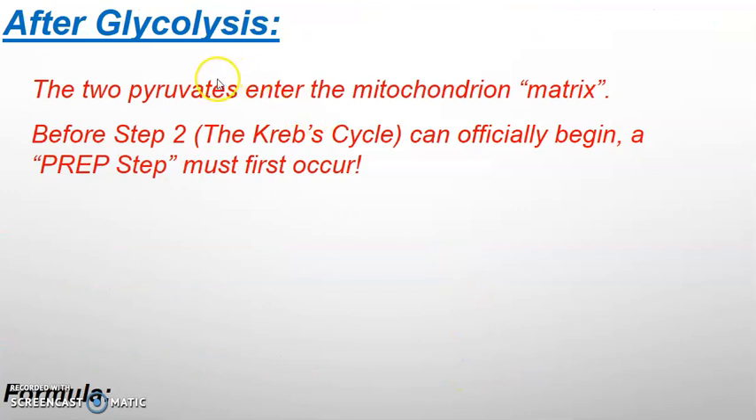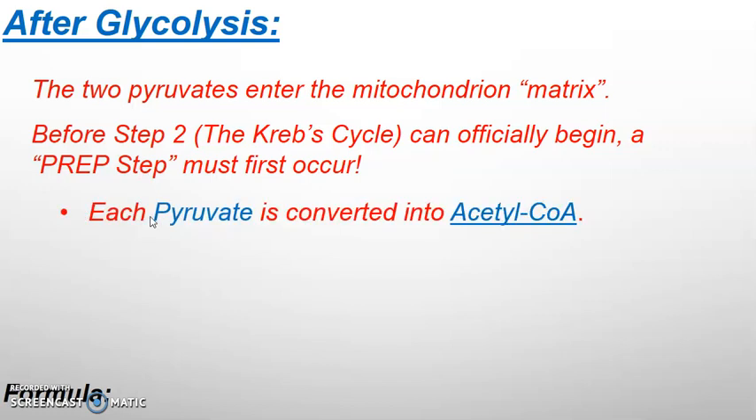So, where do we go after glycolysis? The two pyruvates will enter the matrix of the mitochondria. Before the Krebs cycle can officially begin, we have to do what's called a prep step, sometimes also known as pyruvate conversion. So what happens is this. Each pyruvate, which remember is a 3-carbon molecule, is converted into another molecule called acetyl-CoA. So this is the molecule that can actually enter the Krebs cycle.